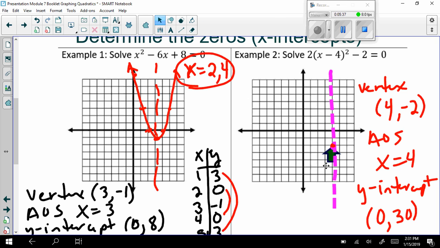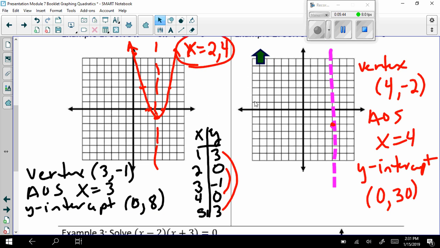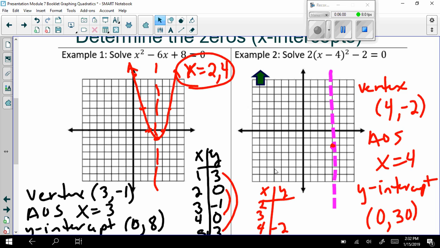Now, rather than plot this 0, 30, which would be way off my graph, I'm going to do a little table of values, just a little one. I'm going to put 4, negative 2 in the middle, and I'm going to go down 2, and up 2. Then I'm going to plug 2 into my equation to see what my y is, and then plug 3 in, and then use my symmetry. I'm going to pause for a second and do that arithmetic, and you're just going to trust me.